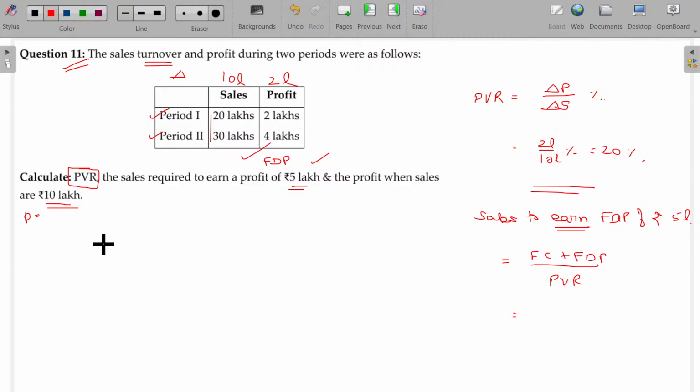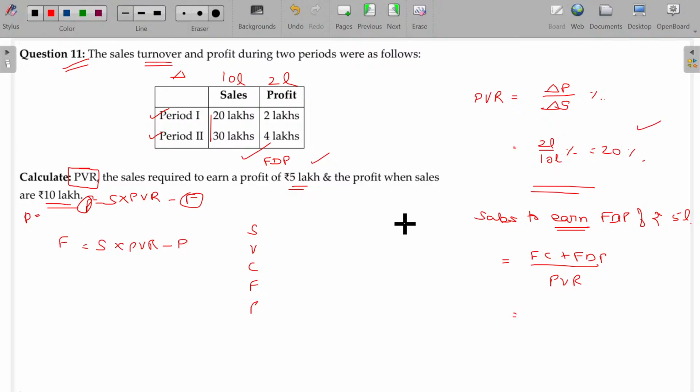Sales into PVR is the contribution. From the contribution, if you subtract the fixed cost, you will get the profit, or if you subtract profit, then you will get the fixed cost. Sales into PVR minus fixed cost is equal to profit. Or I can transfer P to the other side and F to the other side: fixed cost is equal to S into PVR minus P. Else you can have the format sales minus variable cost is contribution, and from there fixed cost is subtracted to get the profit.